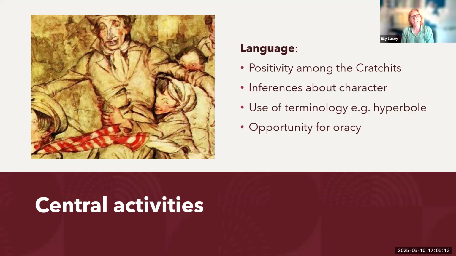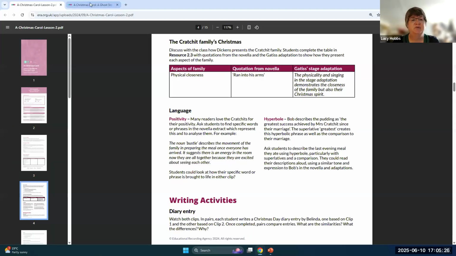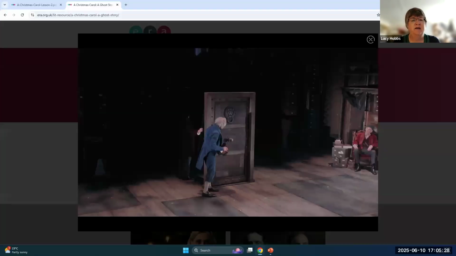Lucy, did you want to add anything about the central activities? I think this would be a great opportunity to play the clip, actually, which not only demonstrates that, but also has this wonderfully diverse cast, which I think also supports one of the points that I was making earlier. Fantastic. So this is the stage adaptation, isn't it, Lucy? Do you want to introduce it?